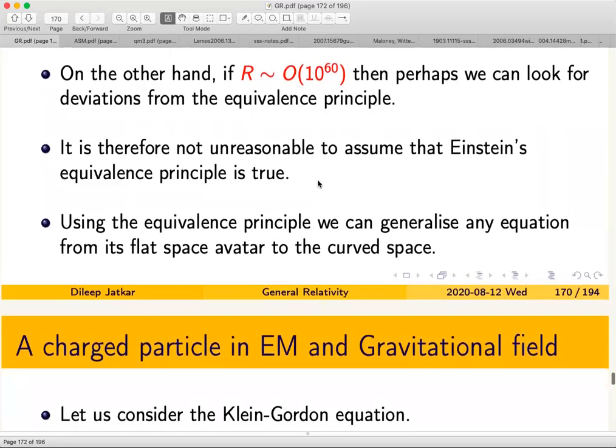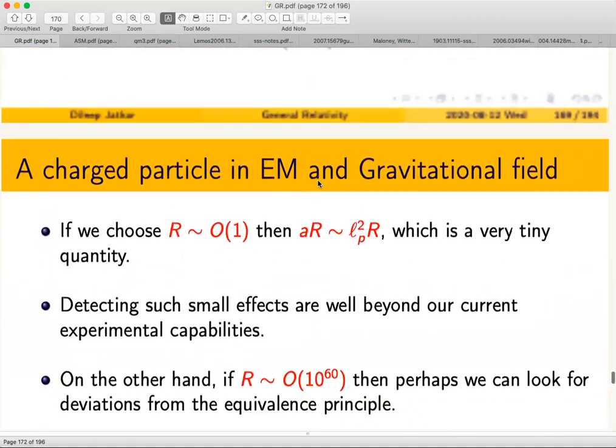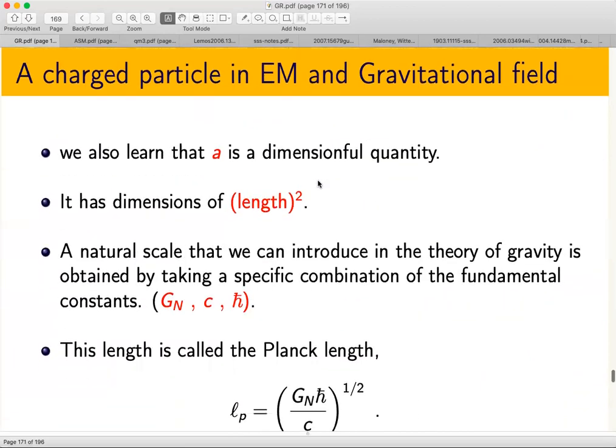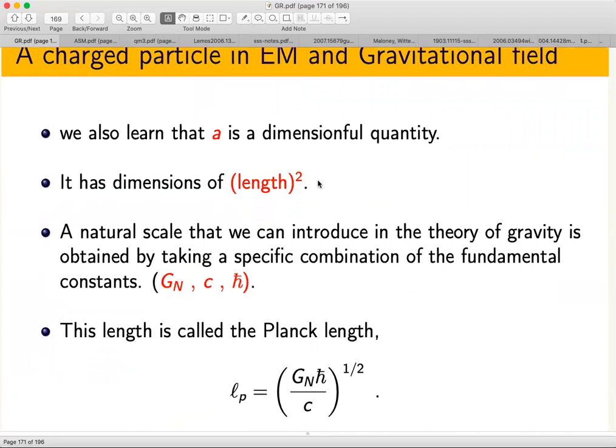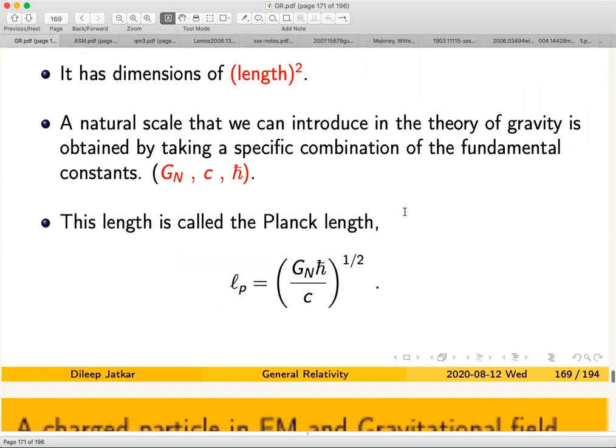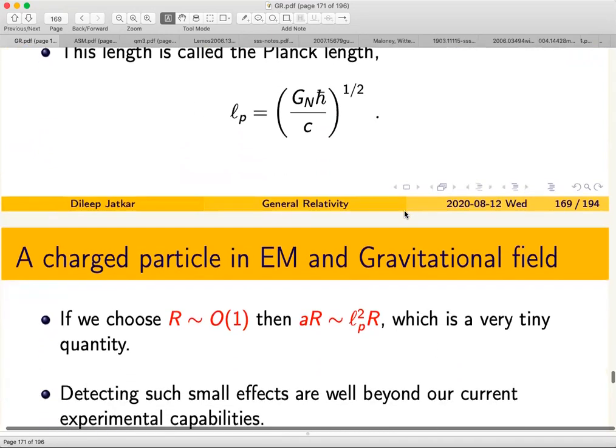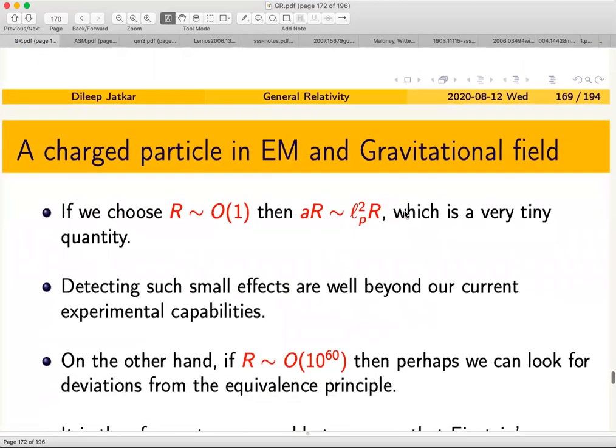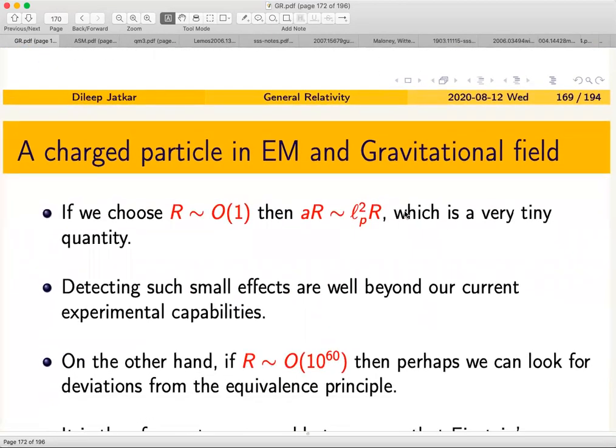Sir, would you go a slide above? Yes. Sure. I understand that forming a dimension out of these constants is fine, but why would we expect that the equivalence principle would break down particularly at this scale only? No, no, no. The equivalence principle wouldn't break down at this scale. The equivalence principle can be tested at this scale with our experiments. It could break at any scale. Okay.